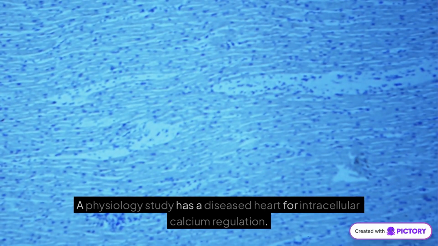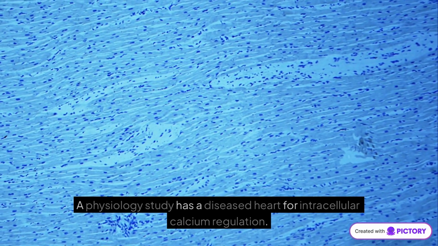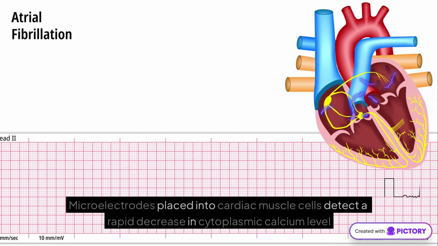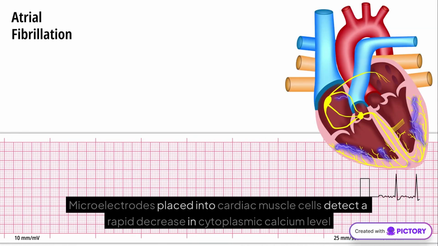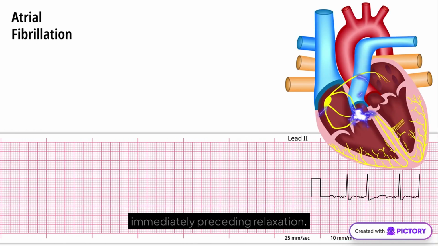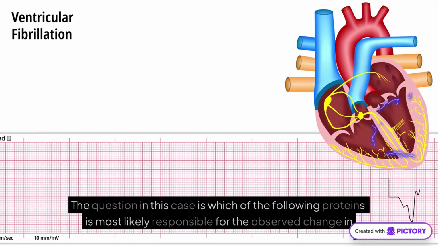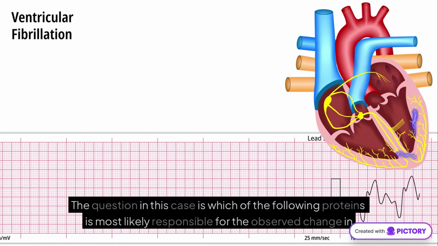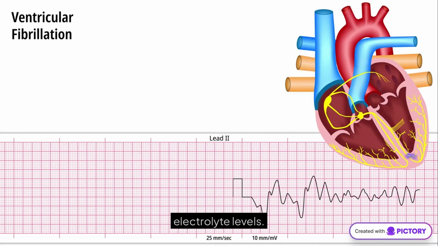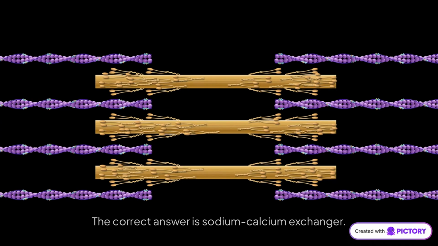Case 1: A physiology study examines a diseased heart for intracellular calcium regulation. Microelectrodes placed into cardiac muscle cells detect a rapid decrease in cytoplasmic calcium level immediately preceding relaxation. The question in this case is which of the following proteins is most likely responsible for the observed change in electrolyte levels. The correct answer is sodium-calcium exchanger.